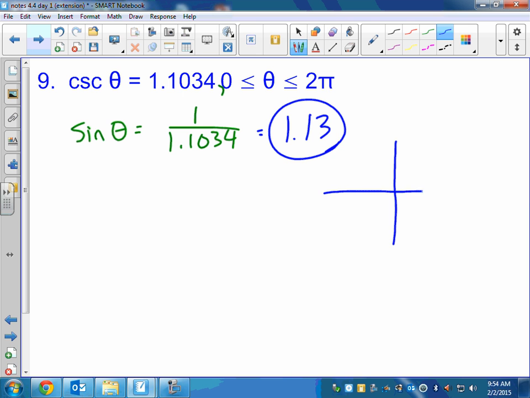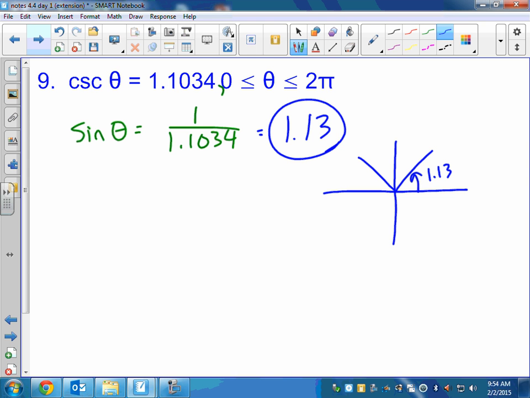So that means somewhere in quadrant 1, it doesn't really matter how accurate this is, as long as you just draw this in here. I'm just going to say that's 1.13. Now you have to think, what other quadrant is sine, aka y, positive? So somewhere over here, there's going to be another angle with the same trig value. We have to figure out what that angle is.